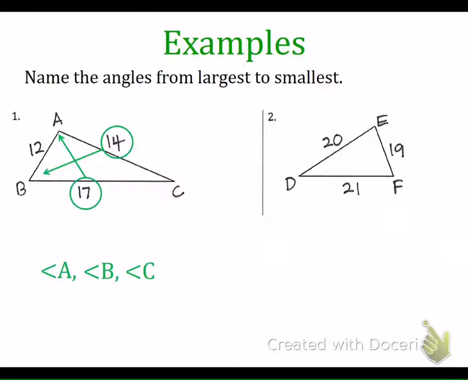Same idea on number 2. We want the largest angle, then the next angle, then the smallest angle. So the largest angle would be what? E. It's across from the 21. Then across from the 20 would be F, and then across from the 19 would be the D.